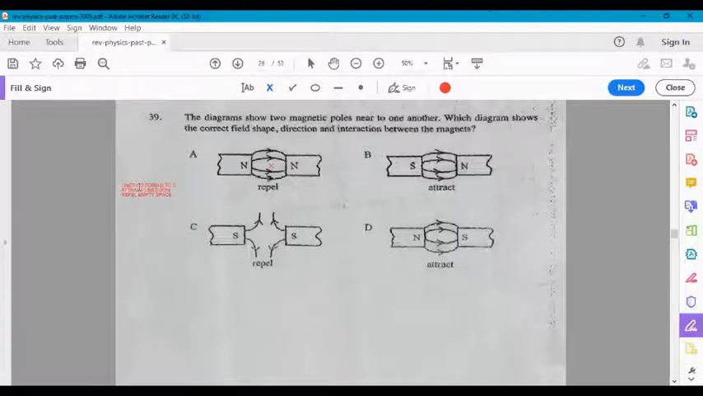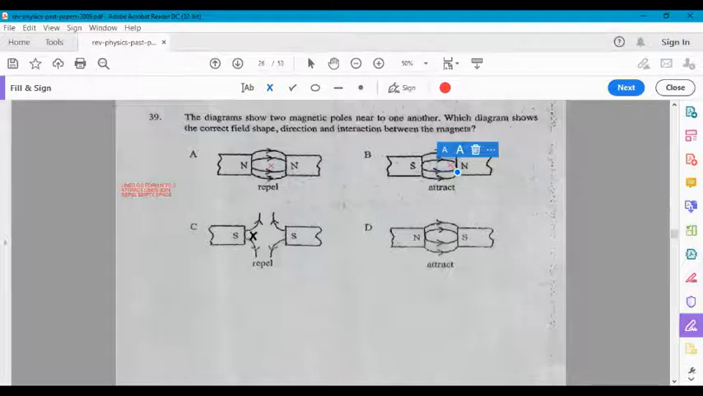Okay, the lines are supposed to go from the North Pole to the South Pole. So the North Pole should have arrows that are leaving or going outwards, and the South Pole should have arrows that are coming in. So this one, we already exited that out. Let's look at B. Okay, so do we have lines going from north to south? No, they're going from south to north. So that one is out for that reason.